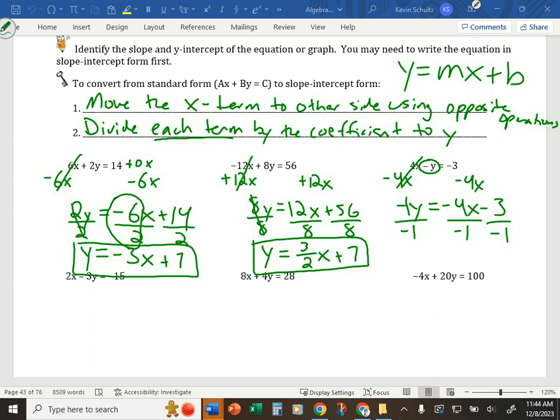Okay? Are you with me? Yeah. Negative 1y divided by negative 1 is y by itself. Negative 4x divided by negative 1 changes it to be positive 4x. Negative 3 divided by negative 1 changes it to be positive 3. And so our equation is y equals 4x plus 3. I did it.